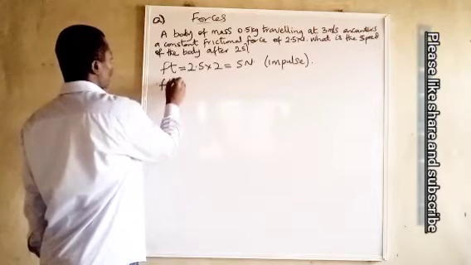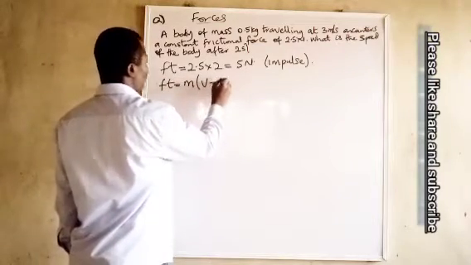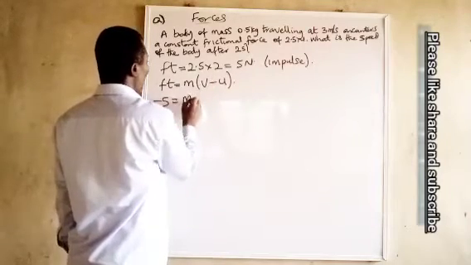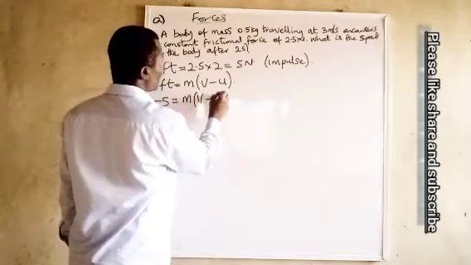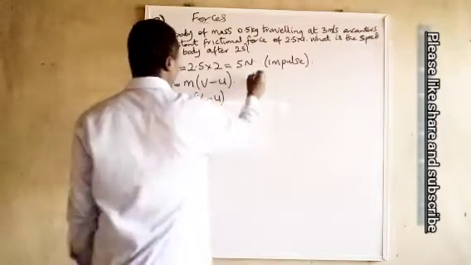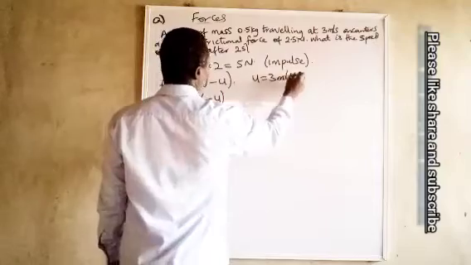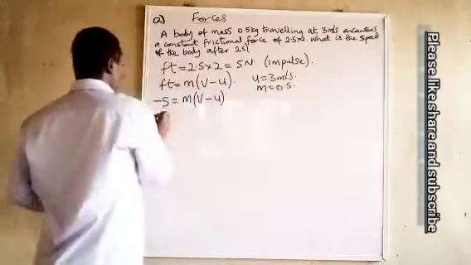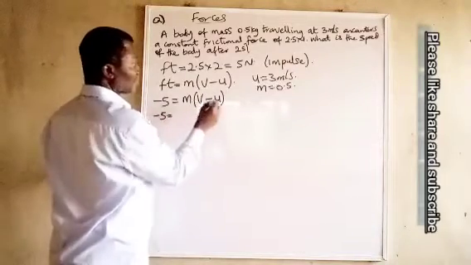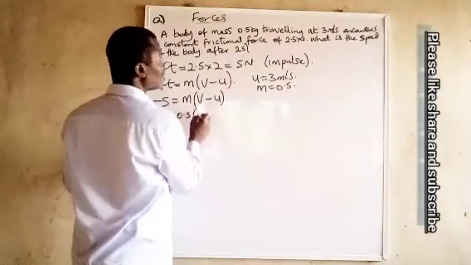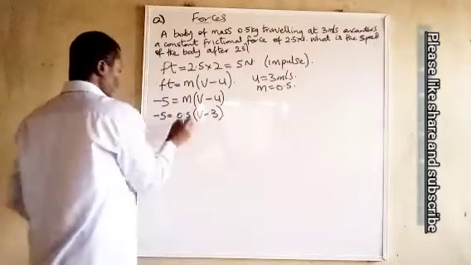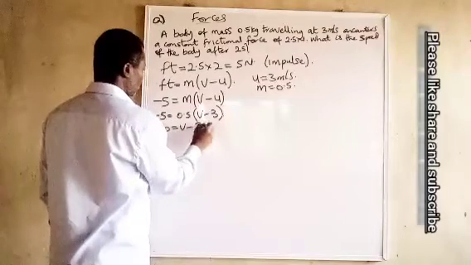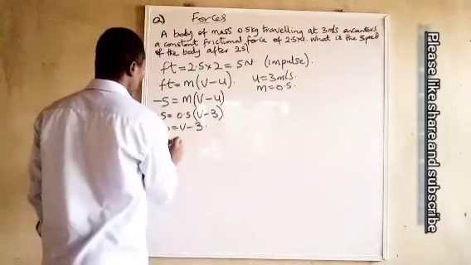Therefore, Ft will be equal to m into v minus u. So our Ft is now negative. Minus 5 is equal to m into v minus u. And we know what our u is. u is 3 meters per second, sorry. And our m is 0.5 kg. Therefore, minus 5 is equal to 0.5 into v minus 3. And what does that give us? We have minus 10 is equal to v minus 3. So v is equal to minus 10.